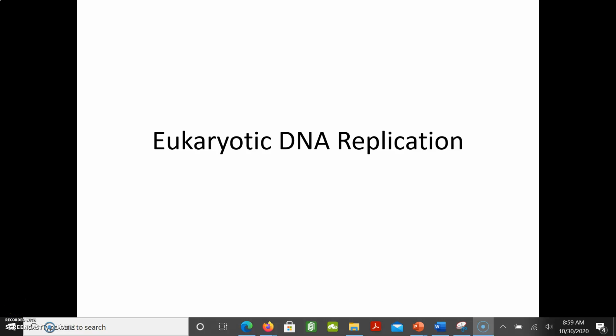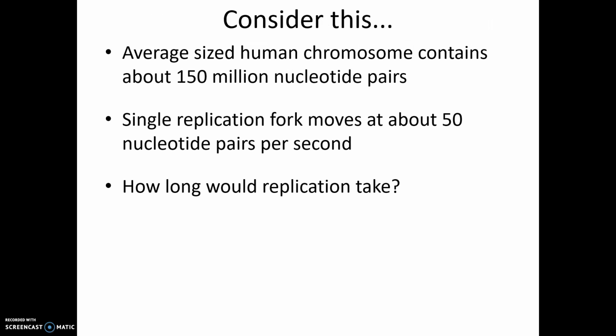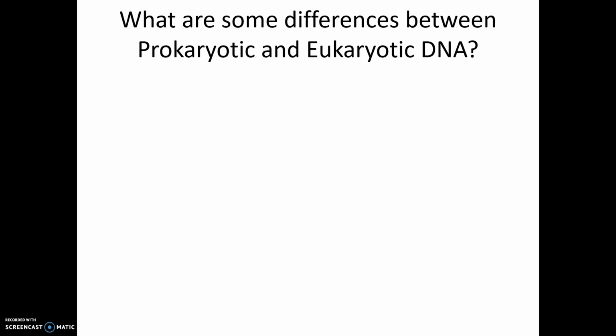So, how does eukaryotic DNA replication occur? First thing to note is there are differences between prokaryotic and eukaryotic DNA. Therefore, there are differences in prokaryotic and eukaryotic DNA replication, with eukaryotic DNA replication being a more complex process. Okay? And if you think about the different things you know, the size, the shape, the number, the compaction, all of these things play a role in DNA replication.